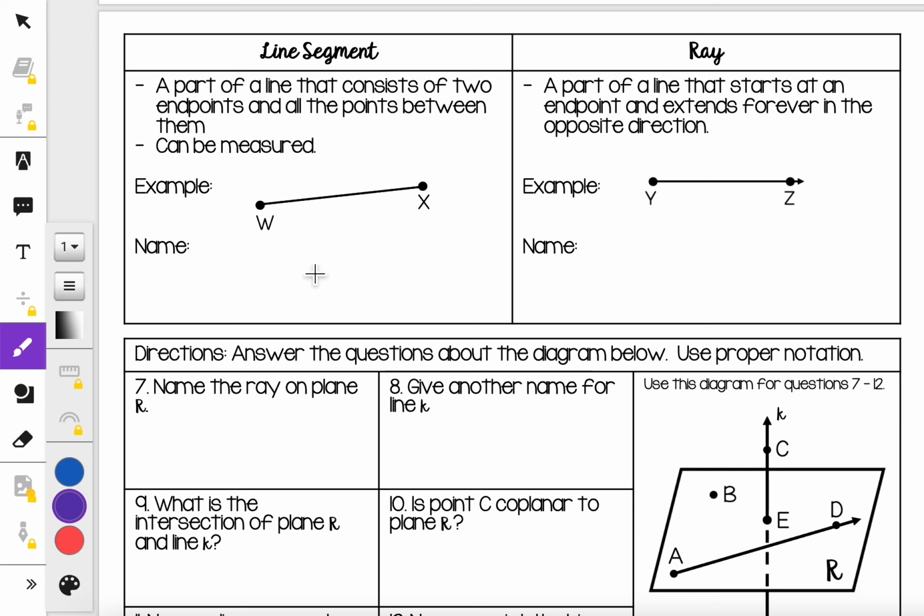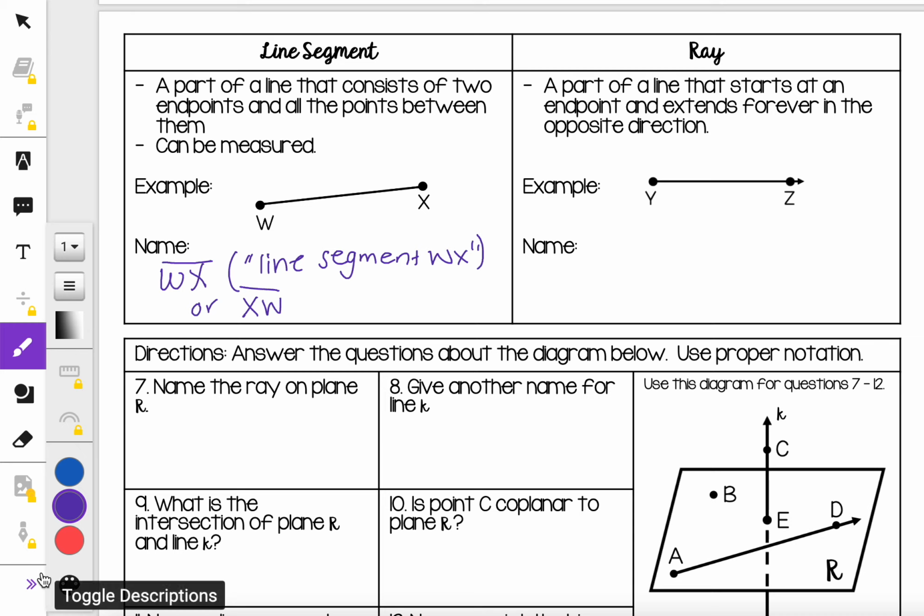If we want to name a line segment, we are going to use the 2 endpoints. Okay, so my 2 options here would be to name this WX. All right, and I would read this as line segment WX, or I could say this is line segment XW. Okay, so you want to use the 2 endpoints.